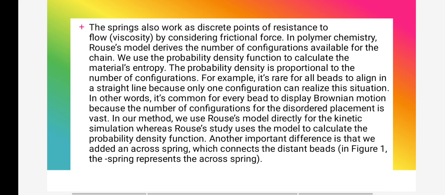In polymer chemistry, Rouse's model derives the number of configurations available for the chain. We use a probability density function to calculate the material's entropy. The probability density is proportional to the number of configurations. For example, it's rare for a bead to align in a straight line because only one configuration can realize that situation. In other words, it's common for everyone.